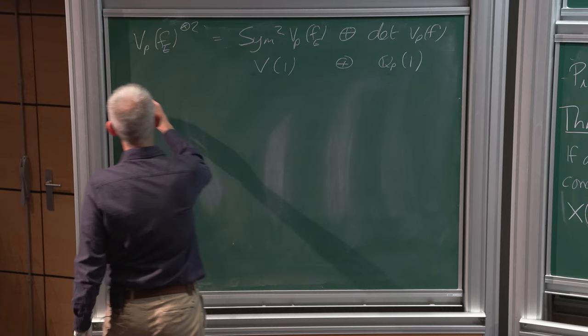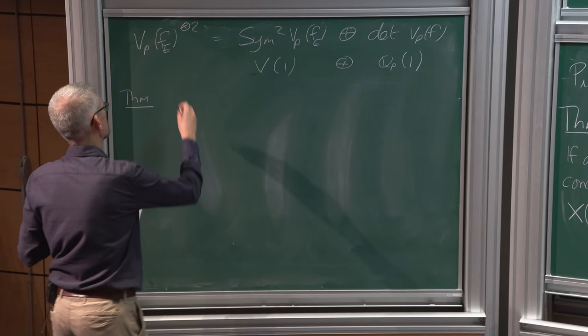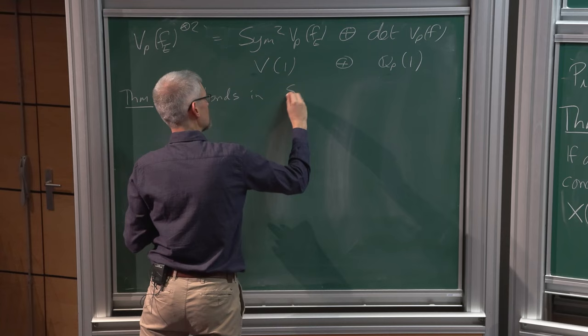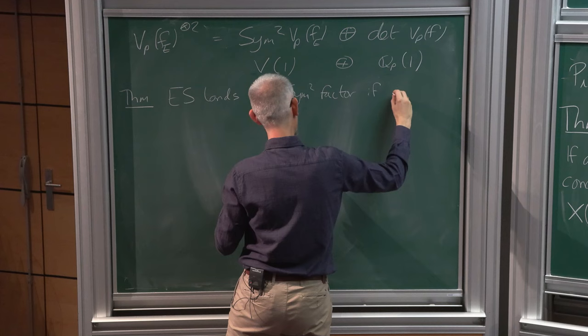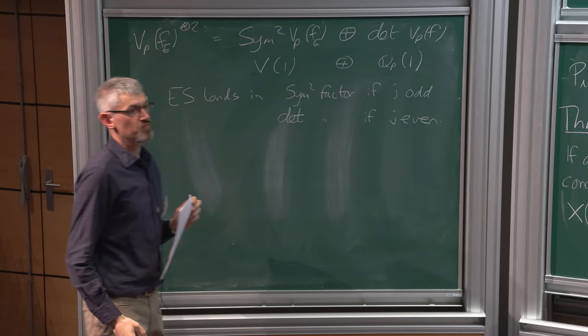that depending on the parity of J, the Euler system runs in the Sym squared factor if J is odd, and the determinant factor if J is even. So you can show that the projections in the other cases have to be zero.